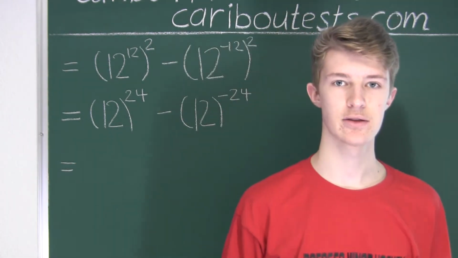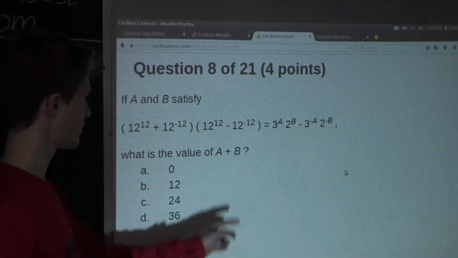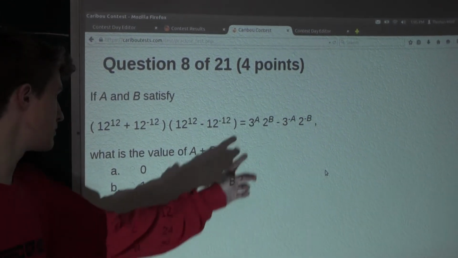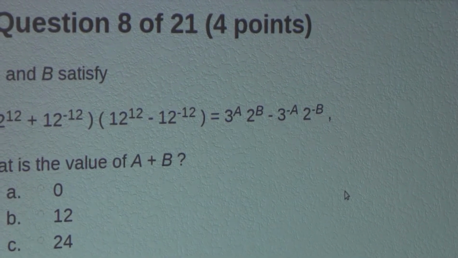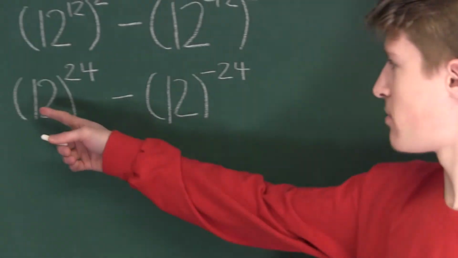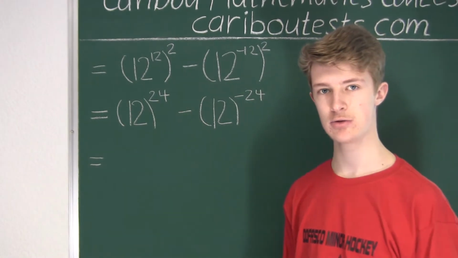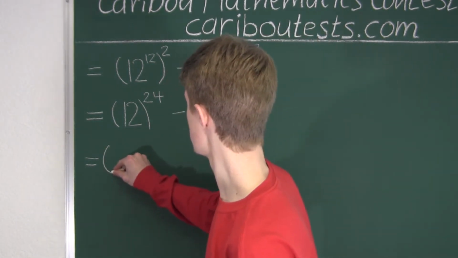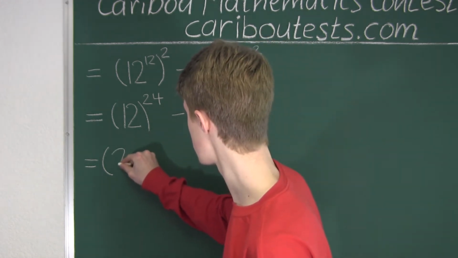Okay. Now let's look at the right-hand side of this relation. So we have 3 to the power of something times 2 to the power of something, and then minus 3 to the power of something times 2 to the power of something. Okay, so that means that we have to do a prime factorization of 12. And that would be 2 times 2 times 3. So now instead of 12 we will write 2 squared.